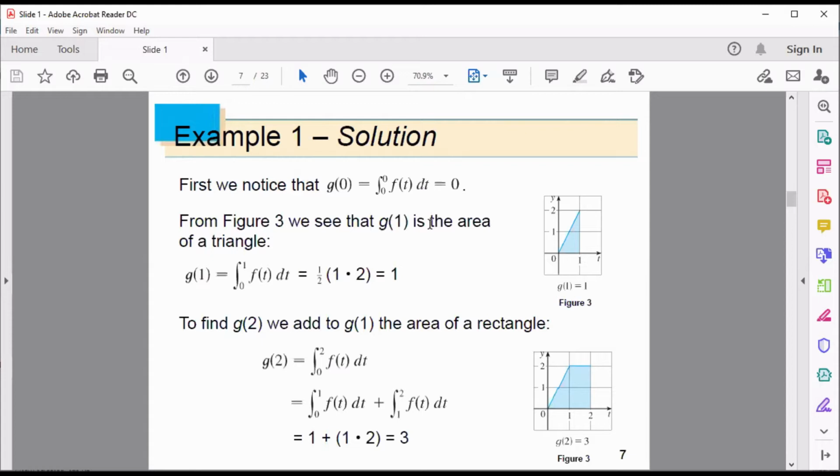For g of 1, it's the integral of the first picture. Then, as I said, it's the area of the triangle, which is equal to 1. What about g of 2? Okay. g of 2 is the area of the triangle plus the rectangle. Why? Because it's what we have to do.